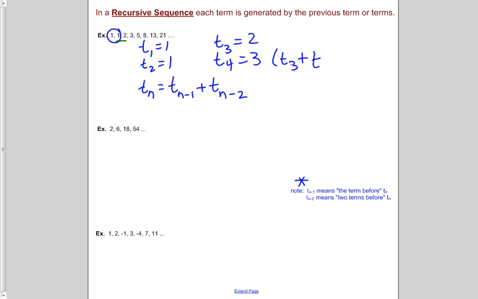Oops, term 3 and term 2. Didn't want to get it in the wrong order. For the next one, 2, 6, 18, 54. Sometimes it's hard to see these patterns, but we need to get ourselves started. For term 1, we start with 2. From there on, we would multiply the previous term by 3.